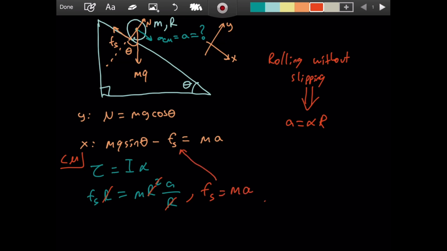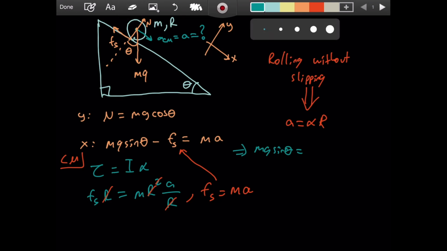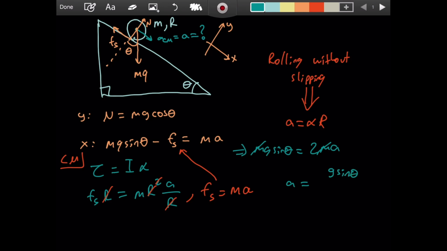We can substitute it here. And when we do that, what happens? We have mg sine of theta. Let's just toss the static friction to the other side. So we have 2ma. The masses simplify. That's pretty common, I guess. So the acceleration is g sine of theta over 2.